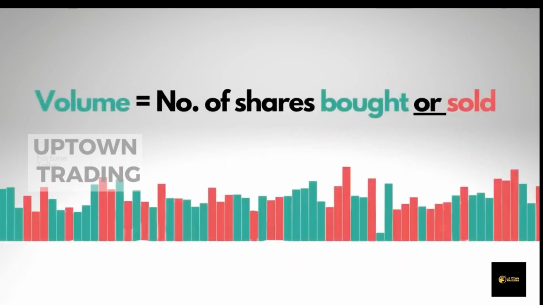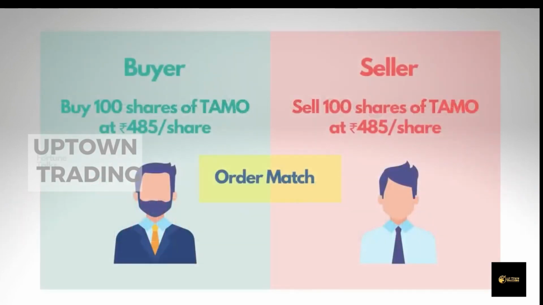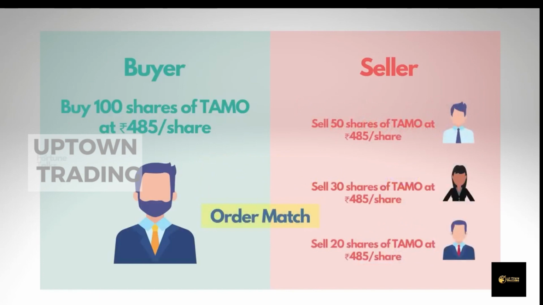Basically, volumes indicate how many shares are bought and sold over a given period of time. So the more active the share, the higher would be its volume. For example, you decide to buy 100 shares of Tata Motors at Rs 485. At the same time, I decided to sell 100 shares of Tata Motors at 485. Or it can be different people who want to sell a smaller quantity at the same price, that is 485, which are accumulated together to give you 100 shares.